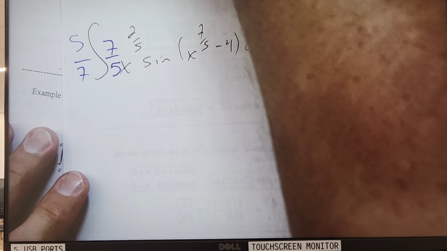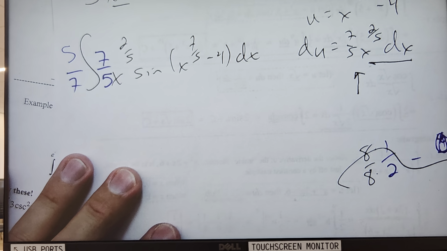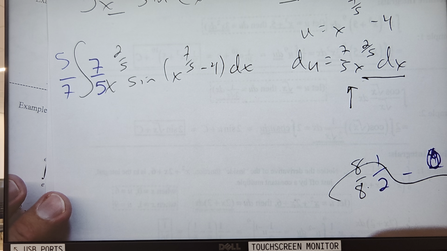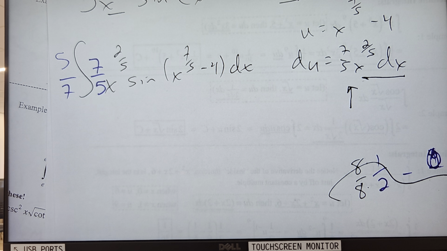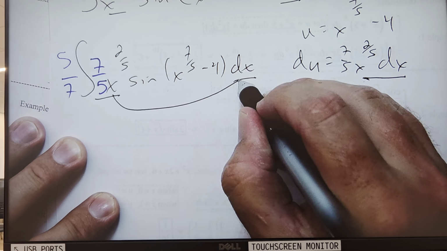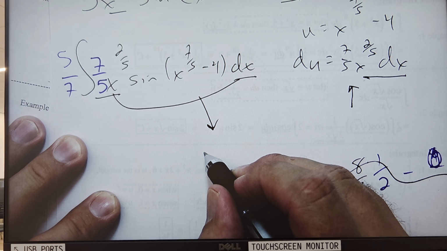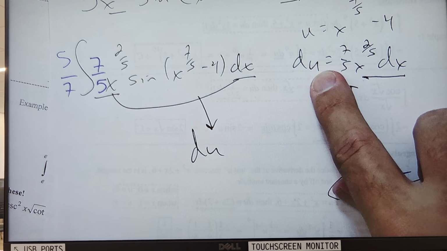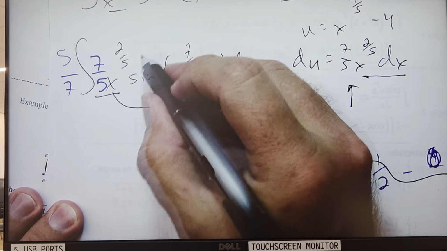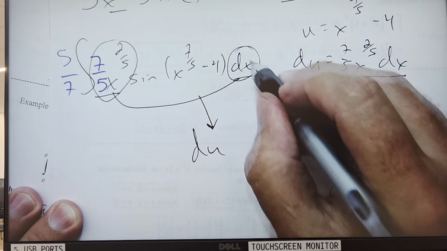Now can I find du? Can you find this? 7/5 x to the 2/5 dx. Is it in there? Is it in there? Here's 7/5 x to the 2/5 dx. What is all that then? That is du. That is du by definition. Du based on the choice we made. And then what do I have left? So all of this is du.